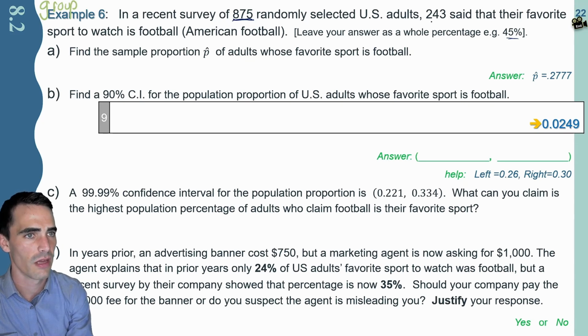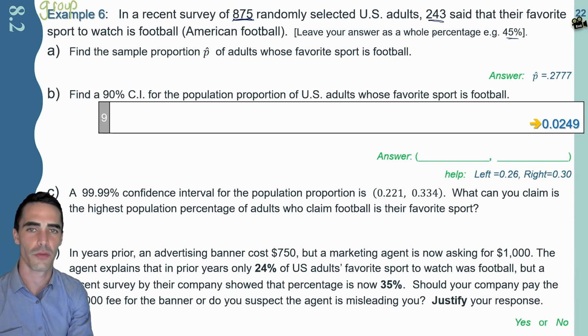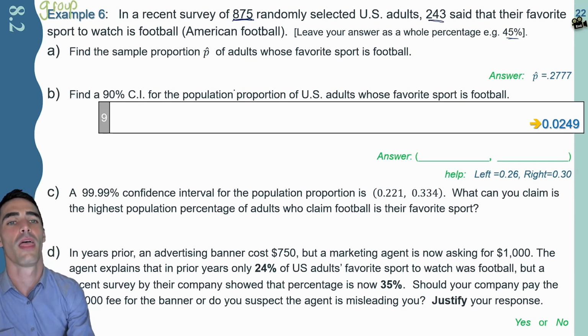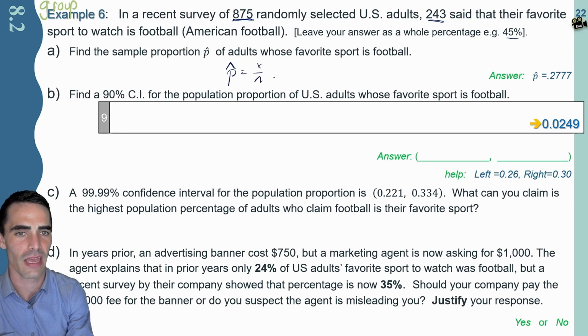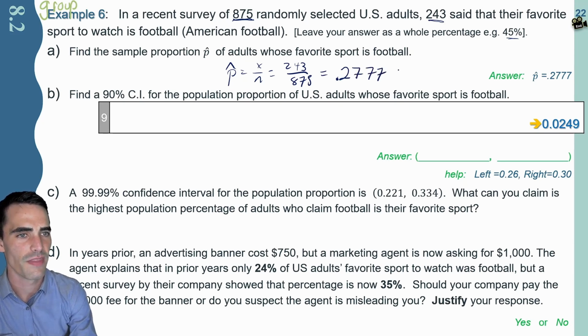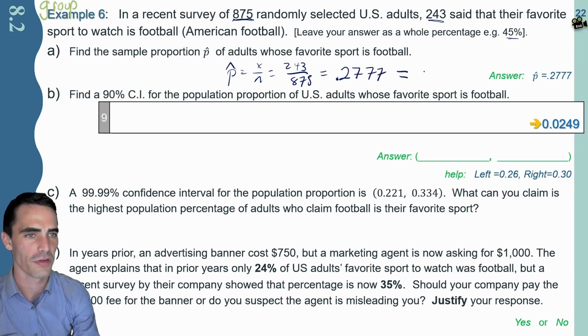875 adults, 243 of them said that their favorite sport to watch was football. Let's calculate a sample proportion. Here we go. p-hat is equal to x divided by n, no problem. 243 people doing what we want them to do, divided by that 875. We should get a decimal. It's repeating, but that's okay, 0.2777. They want us to leave our answer as whole percentages, so I'll write this as 28%.